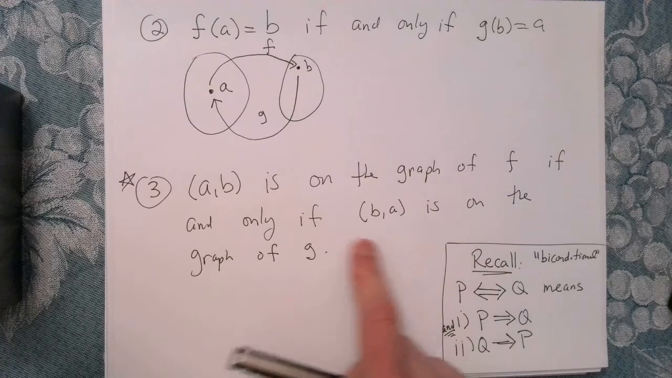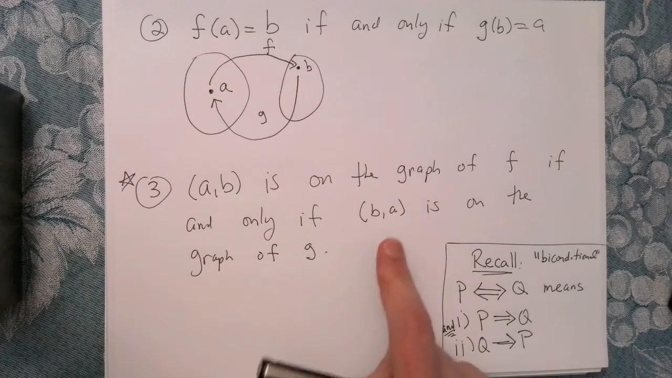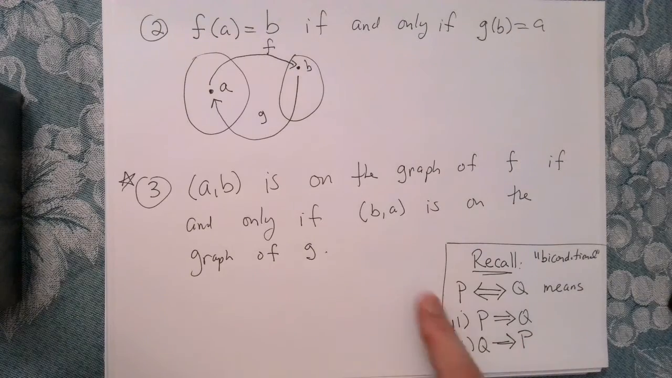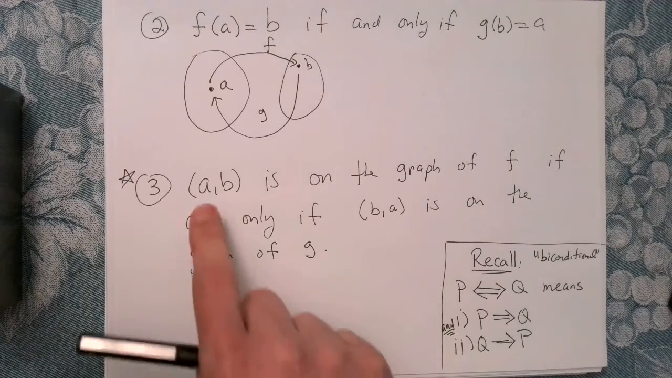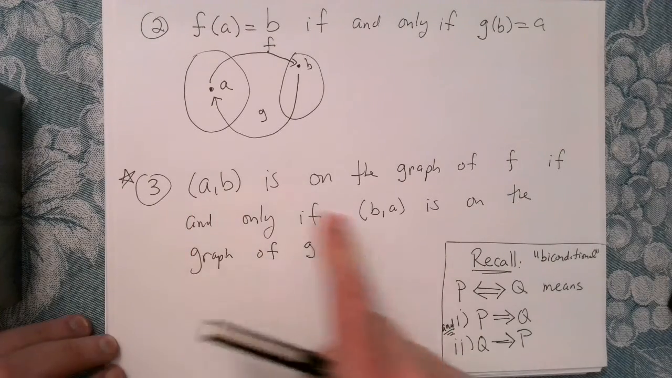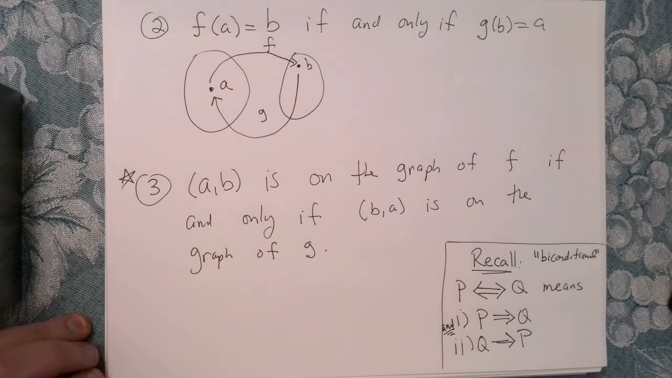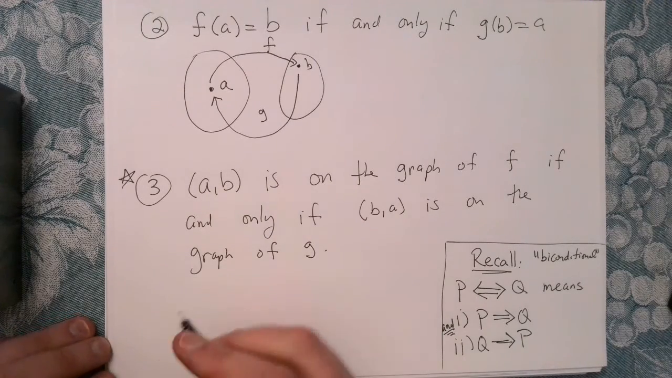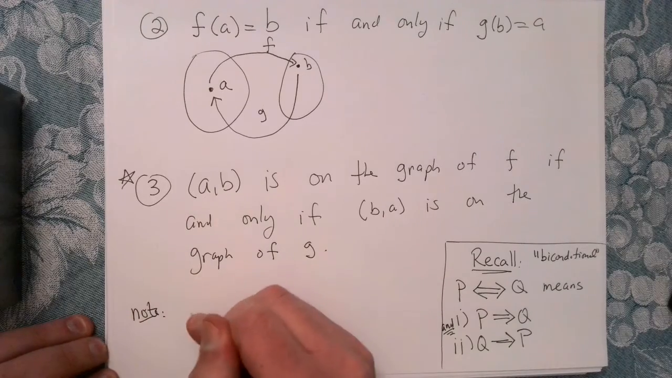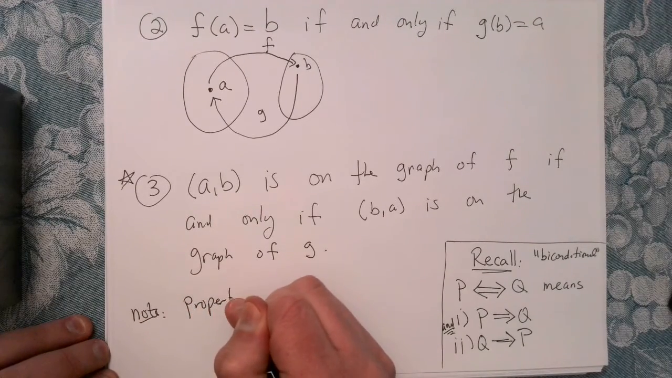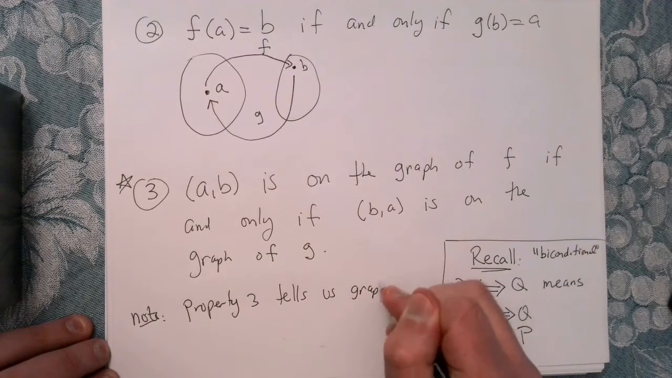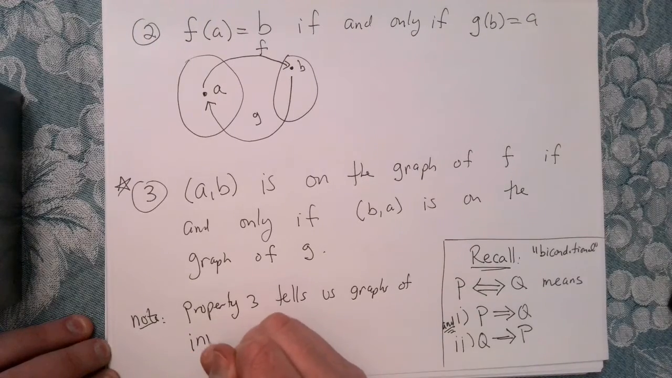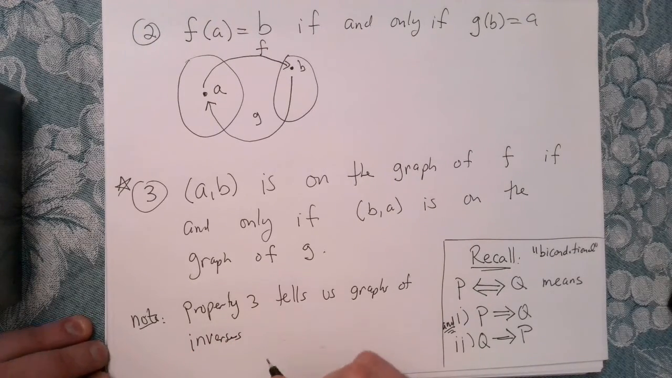Okay, so what does this mean here? If (A, B) is on the graph of f, then (B, A) is on the graph of g, and if (B, A) is on the graph of g, then (A, B) is on the graph of f. Well, think about these two points. These are reflections through what line? y equals x. So let's note that. Property 3 tells us graphs of inverses are reflections about y equals x. Very, very important idea.